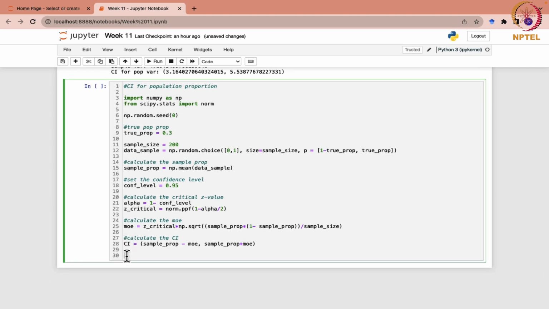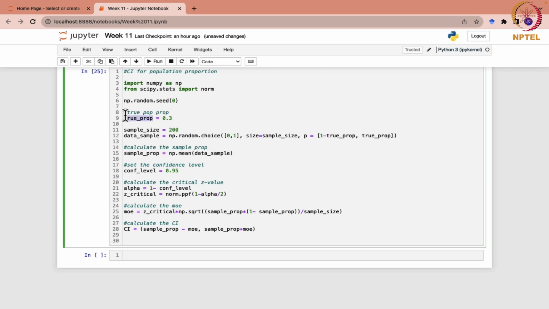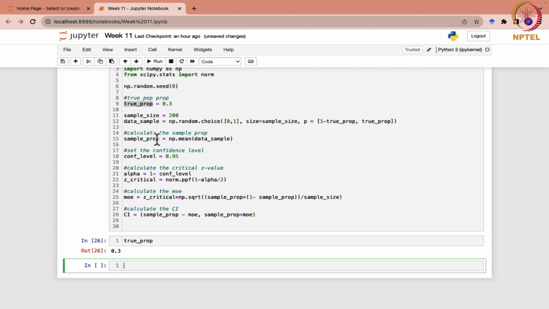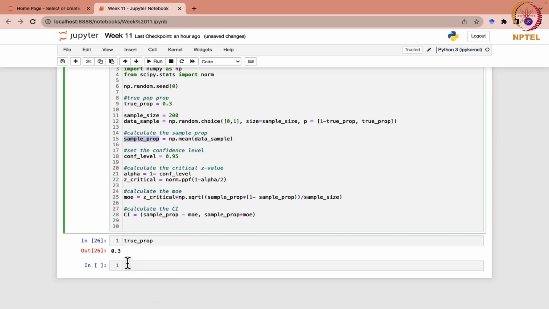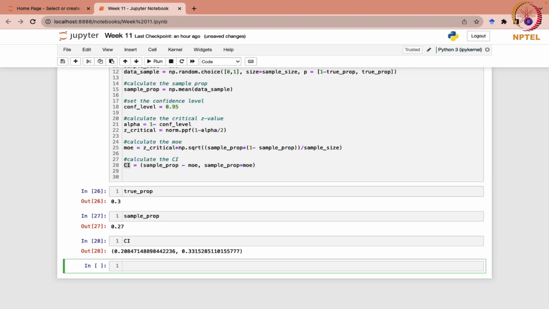So let me first run this. If you want to give the print command, that also is fine, or if you directly want to see. We have the true proportion, which came out as 0.3. Let us see what the sample proportion was, 0.27, and the confidence interval that we have now, 0.208 to 0.331. So this contains your true population proportion with 95% confidence.